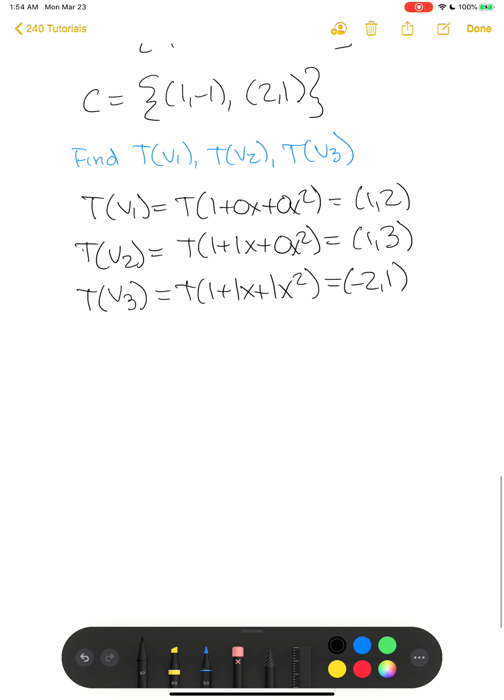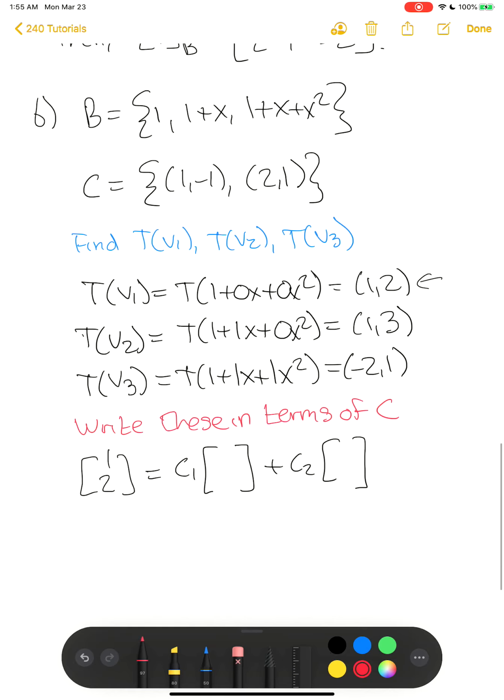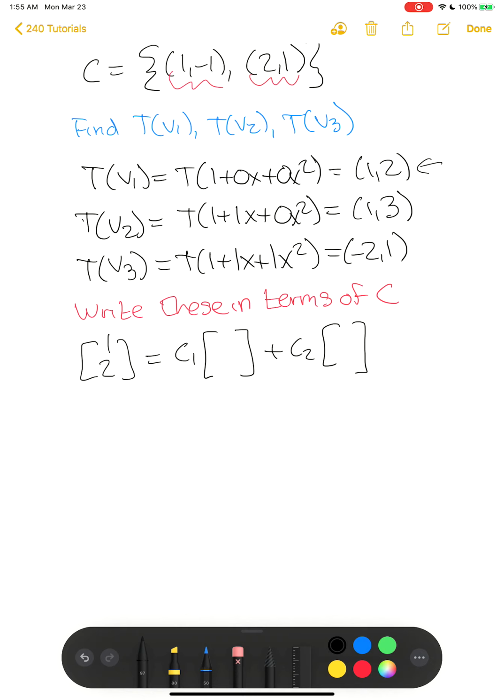Okay, so I found T of V1, V2, and V3. Now I need to write these in terms of C. So again, I take my first vector here, 1, 2. It's going to be C1 times the first basis vector of C plus C2 times the second basis vector of C. And that's these here. So they're no longer the standard basis: 1, negative 1, and 2, 1.